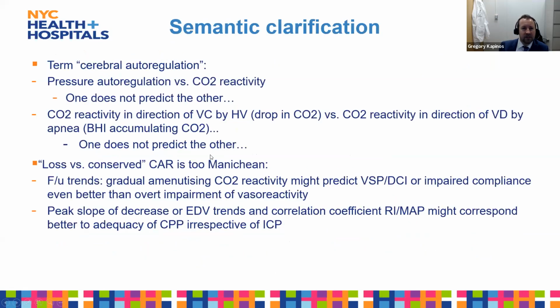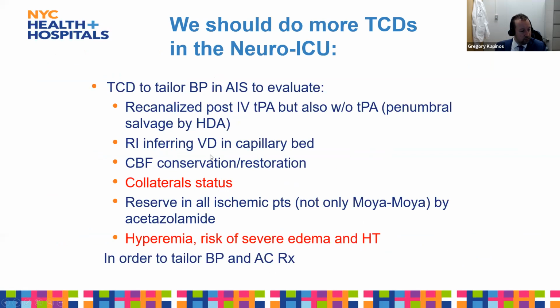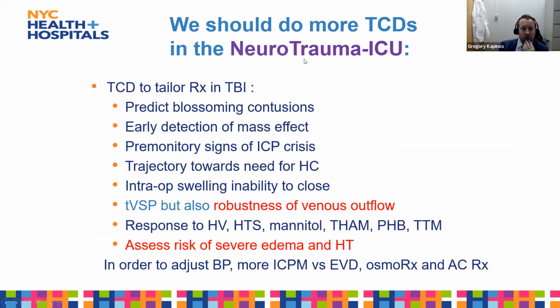I don't have time to discuss the cerebral regulation. I'm going to skip over that and finish by telling you that we definitely need to use more TCDs in neurotrauma. I think it can predict blossoming contusions, early detection of mass effect, premonitory signs of ICP crisis. The trajectory could be followed, and I would say probably we can use that to decipher which patients need to go to the OR for a hemicraniectomy. Intraoperatively, maybe you can use TCDs to look at the swelling, and sometimes you have inability to close because of the severe swelling upon the decompression of those brains.